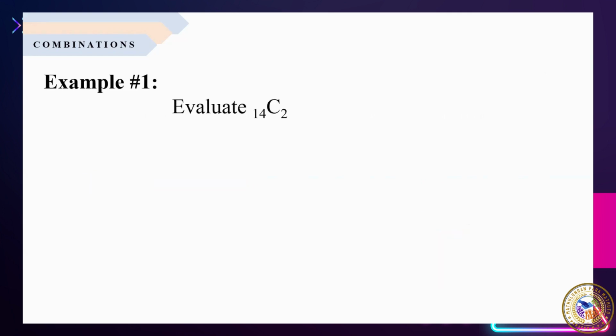Okay, let us have our example number 1. Evaluate the combination of 14 taken 2 at a time. So using our formula, the combination of n taken r at a time is equal to n factorial all over the quantity of n minus r factorial times r factorial, ay magagamit natin ito para magawa natin ang solution.